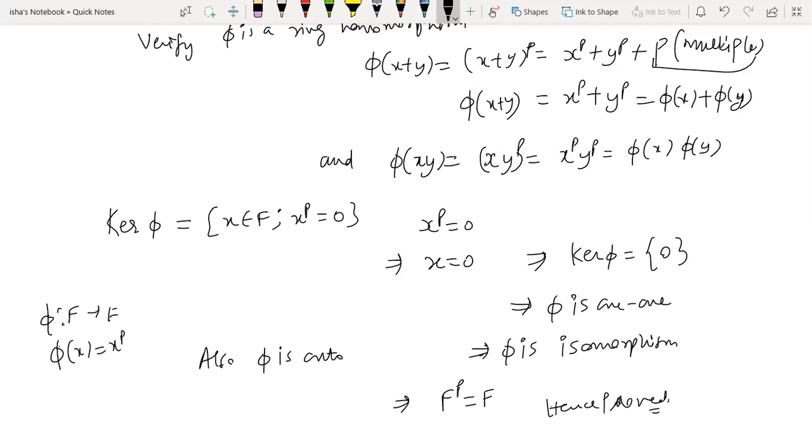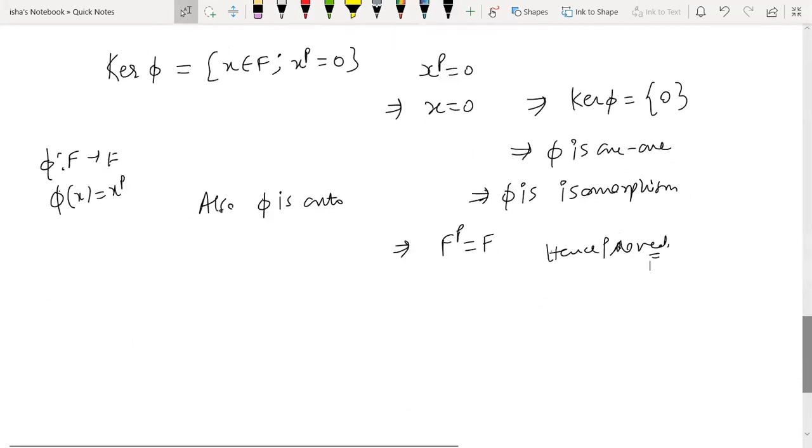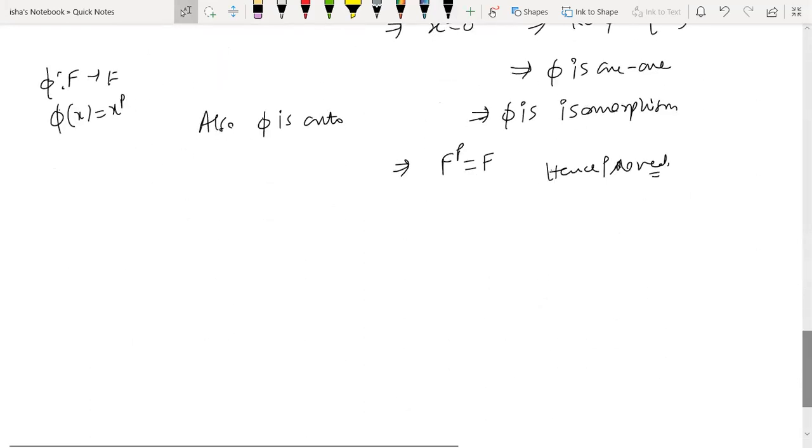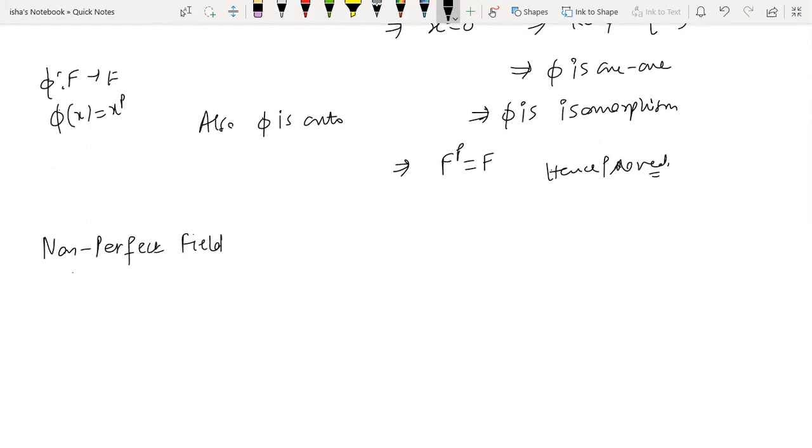So we are done. So you can now have examples of fields which are perfect. Every field of characteristic 0 and every finite field of characteristic p. Yes. So what kind of field is there which can be non-perfect? So this is an exercise which I'm assigning to you. You find an example of a non-perfect field.